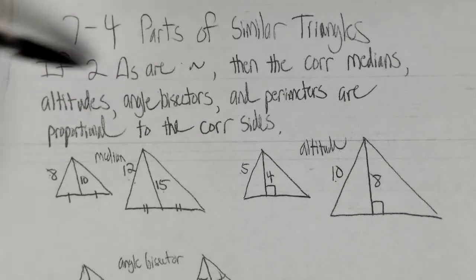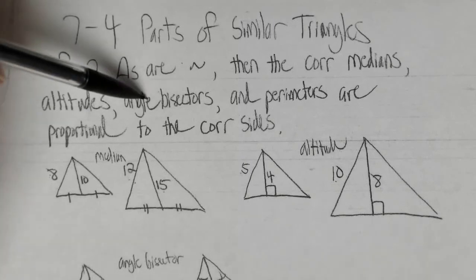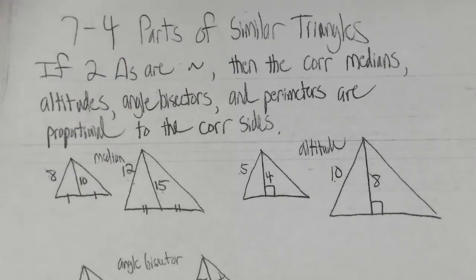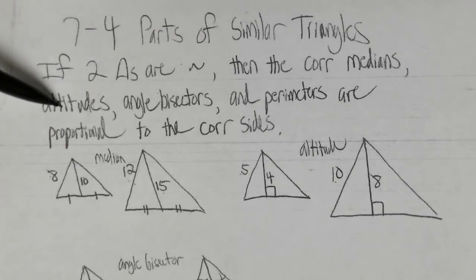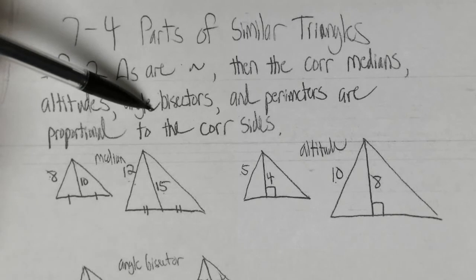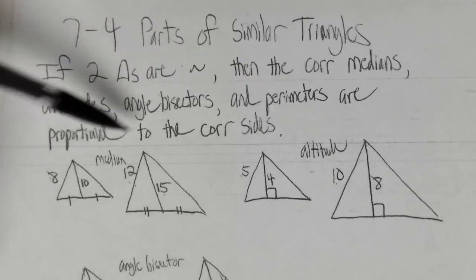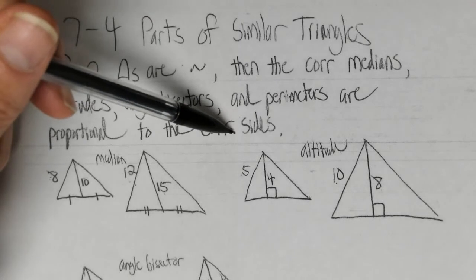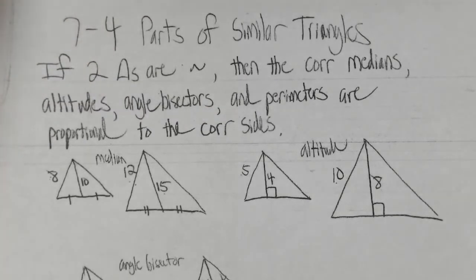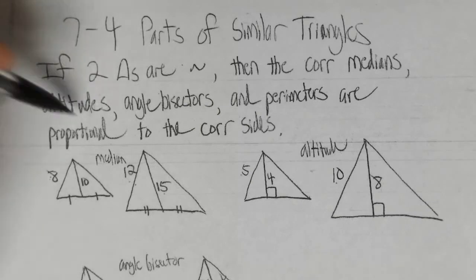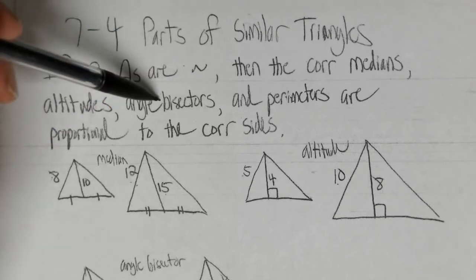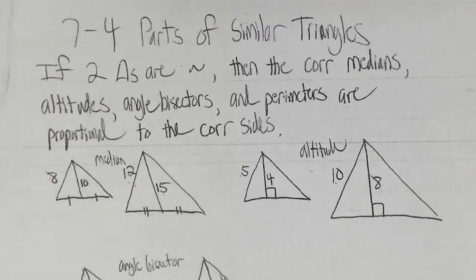But what this theorem is saying is that it's not only limited to the corresponding sides. The corresponding medians are proportional, the corresponding altitudes are proportional, the corresponding angle bisectors, and the corresponding perimeters are proportional to the corresponding sides. So if you have any of these other pieces, medians, altitudes, angle bisectors, or even the perimeters, all three sides added together, then you can use those as one of your fractions in creating the proportion in order to solve for a missing side or a missing piece.